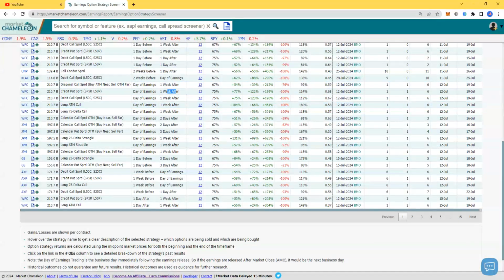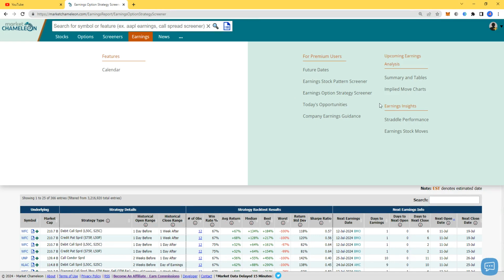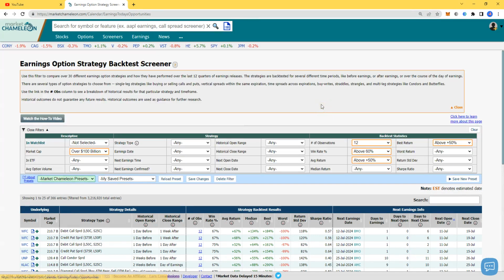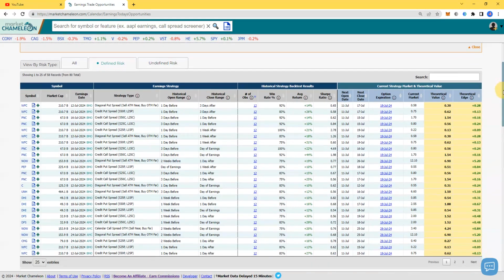The second option, which is also earnings: you go back to the earnings section and click on the second one, today's opportunities. This is much simpler. It just tells you what's going on with some trade opportunities for the day. And we're going to look at win rate, average return, all that stuff. Same thing.